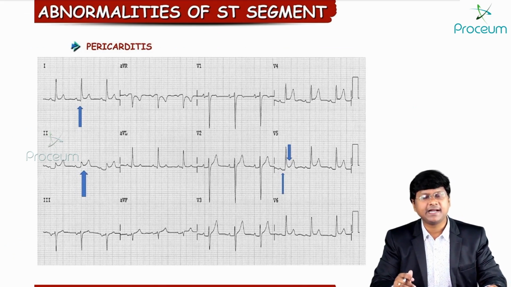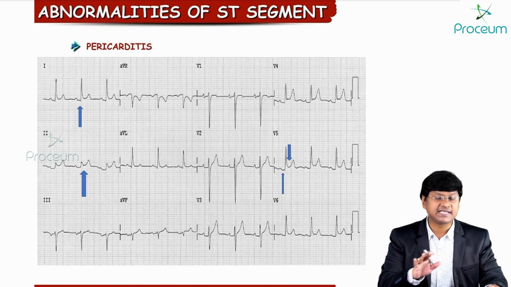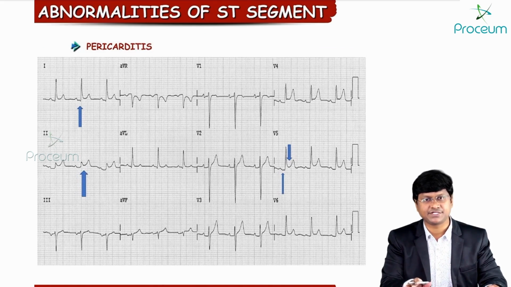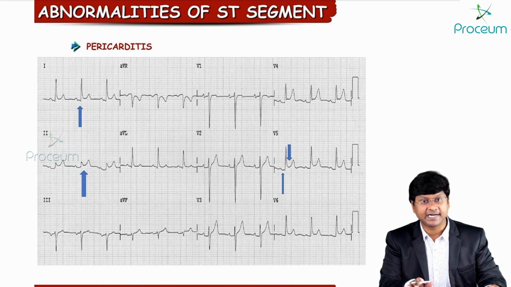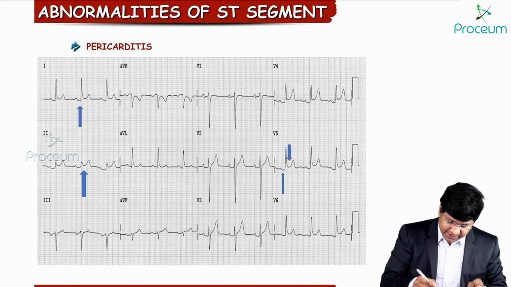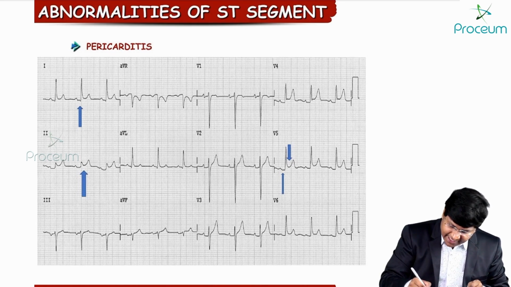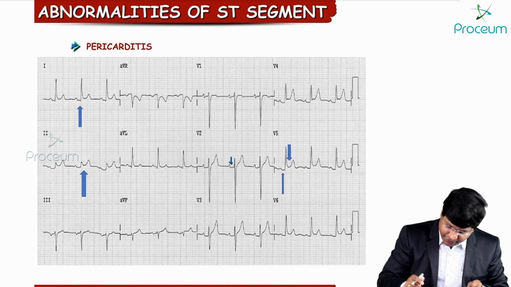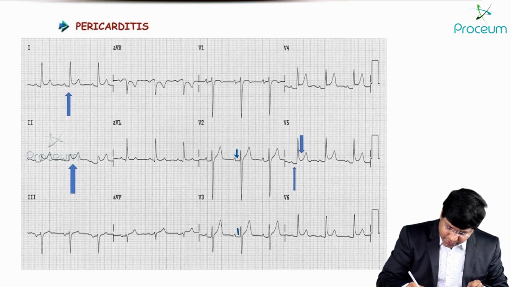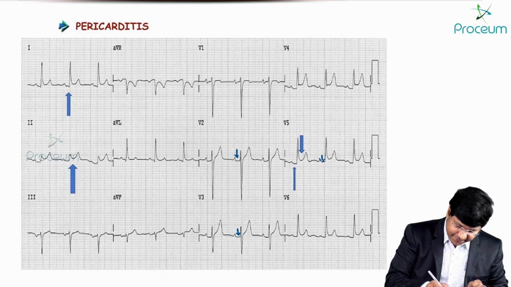Now, in pericarditis, you will not just have only ST segment elevation. The other ECG change like what you will have in case of pericarditis is, these individuals, they will also have the PR segment depression. Right? So if you closely observe, there is also PR segment depression in all the leads. Right? PR segment depression will be there in all the leads.